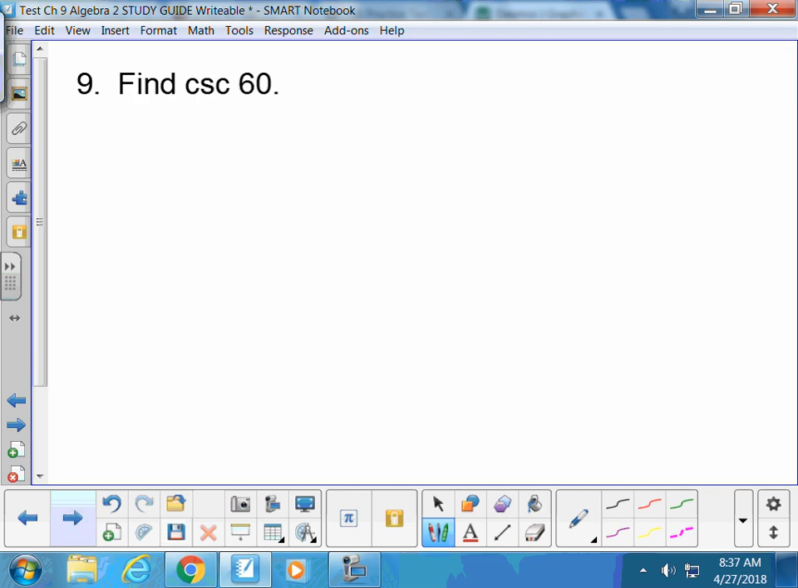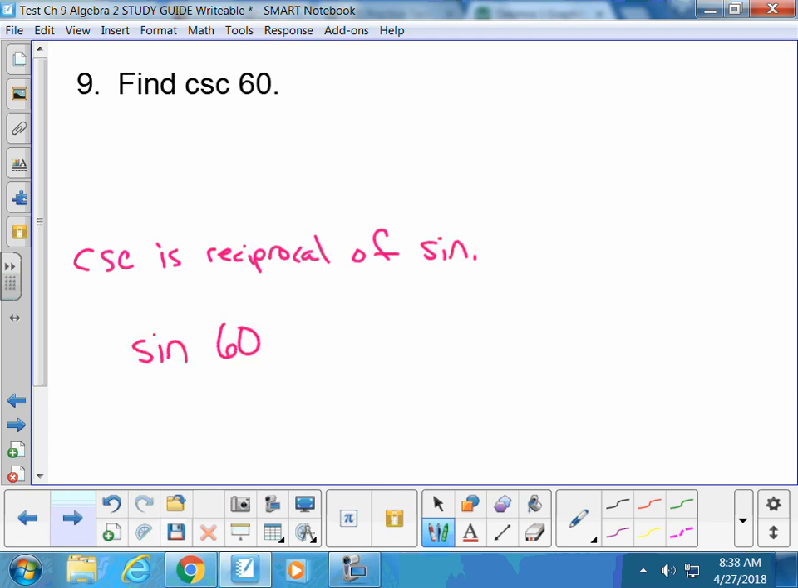Number 9, we're going to find the cosecant of 60. So what I do want you to do is just think about cosecant and remember a little tidbit about cosecant. Cosecant is the reciprocal of sine. So probably your best and easiest bet is just take the sine of 60 and then whatever answer you get, flip it upside down.